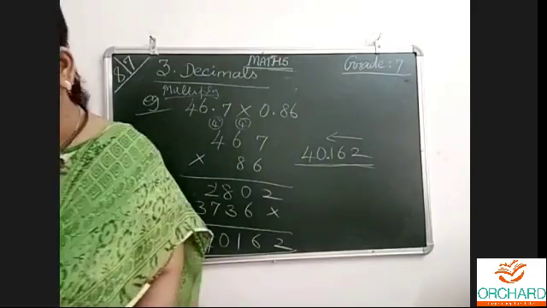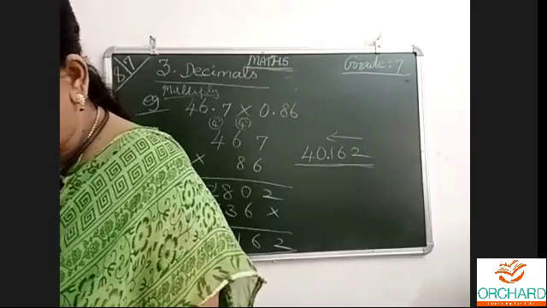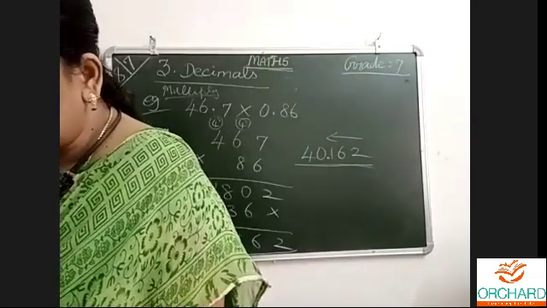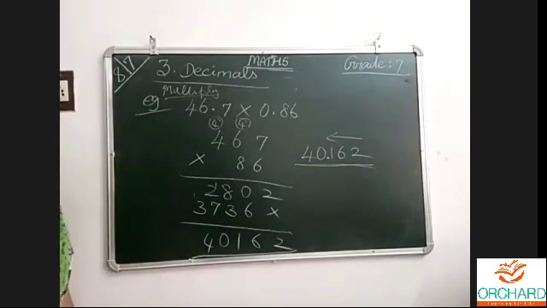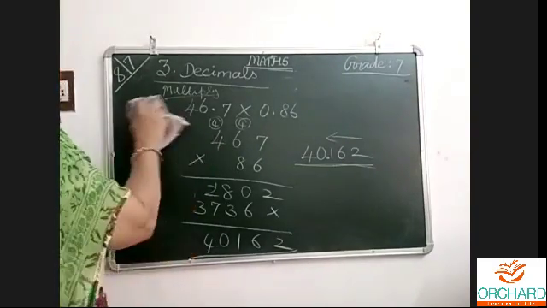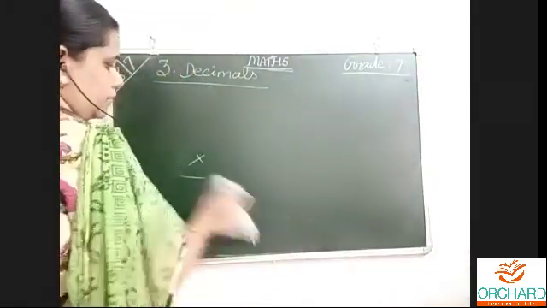So now multiplication of decimals, exercise 3.1 we will start. Then exercise 3.2. Only 2 exercises are there in our chapter where everything is covered. All the models are covered in these 2 exercises, everything is there.